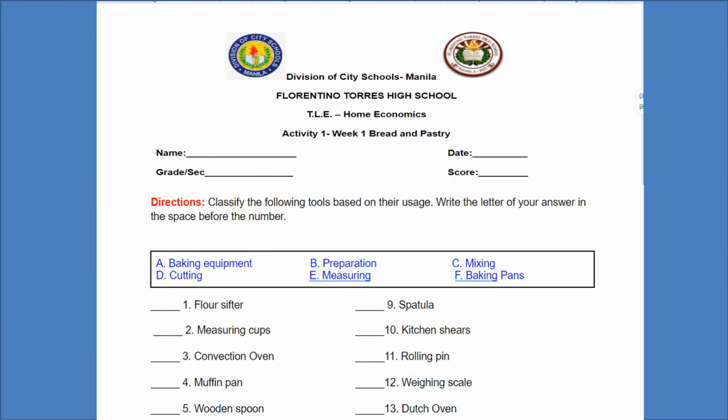Okay, class, I have already posted all the activities for this week on our Google Classroom. Please visit our Google Classroom and do all the activities that we have. For example, here in Activity 1 Week 1, the direction is to classify the following tools based on their usage. Write the letter of your answer in the space before the number. You have to choose the answer inside the box, whether it is baking equipment, preparation, mixing, cutting, measuring, or baking pans.